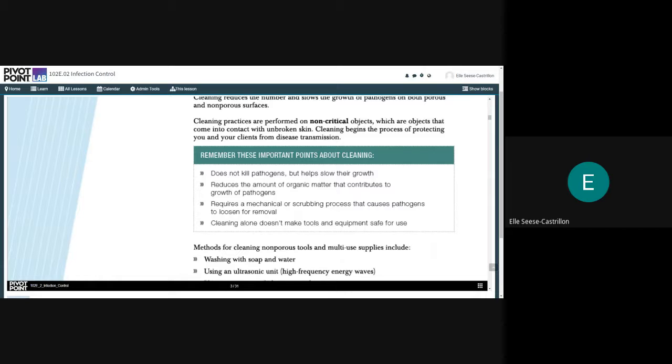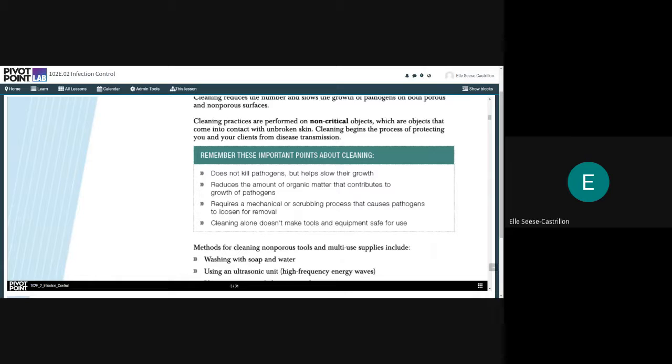So remember these important points about cleaning. It does not kill pathogens, but it will help to slow their growth. It does reduce the amount of organic matter that contributes to the growth of pathogens. It does require a mechanical or a scrubbing process that causes the pathogens to loosen for removal. And cleaning alone doesn't make your tools and equipment safe for use.